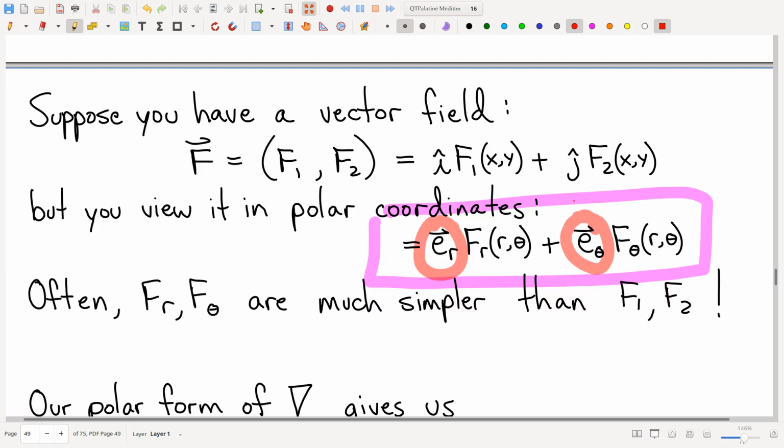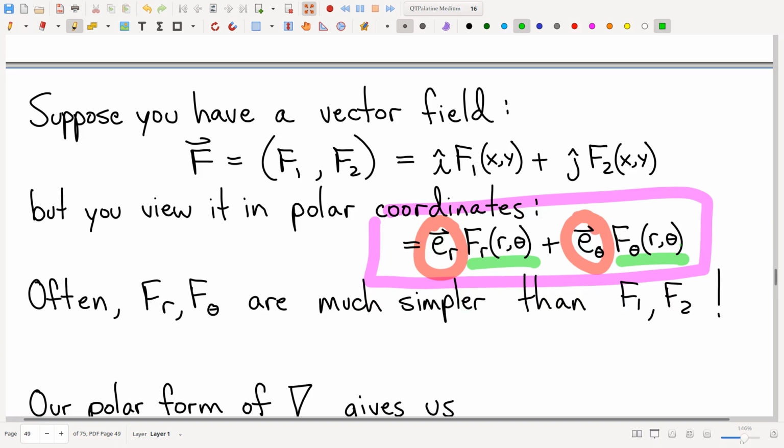And so these coefficients, aka these polar component functions, right? They're not the same as F1 and F2 up here, right? They're different. But very often, depending on the situation that you're looking at, they're much easier to write down, F_r and F theta. Because again, the world is full of circles and not so much with the rectangles, right? So very often this is just easier to write down in the first place.